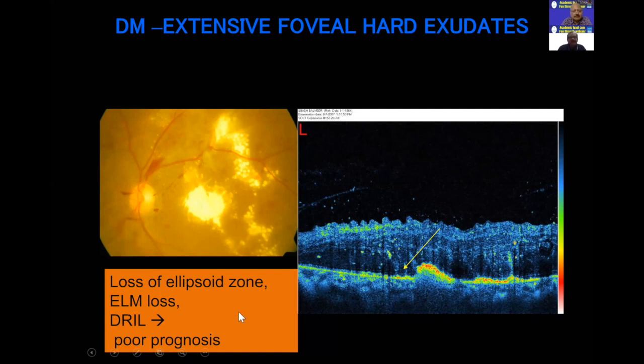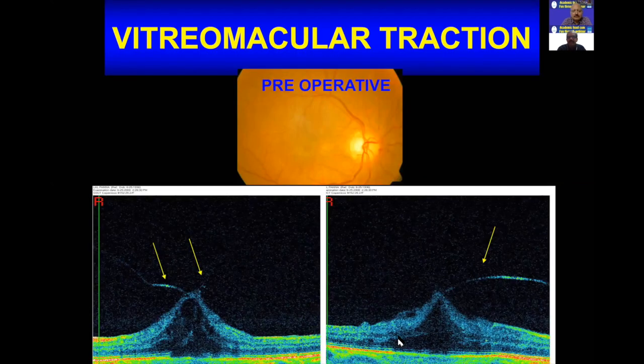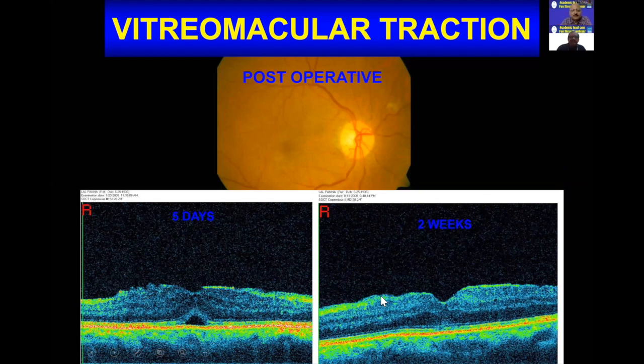Now, this is a patient of vitreomacular traction. Here you can see macular edema because of the vitreomacular traction, and this has been very effectively treated with surgery. The fovea has taken a normal contour after 2 weeks of surgery. I can skip this slide.